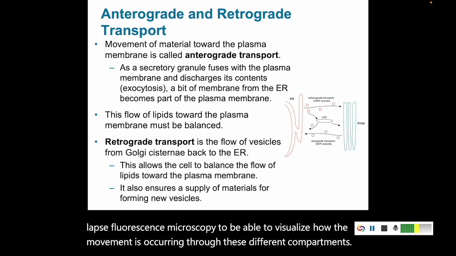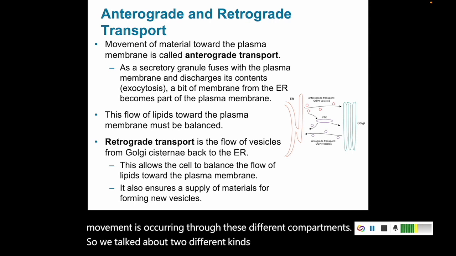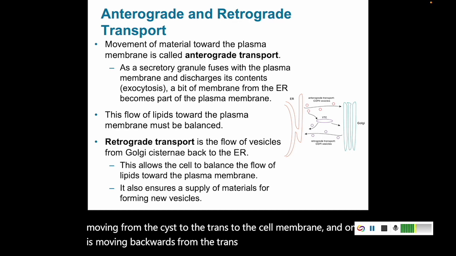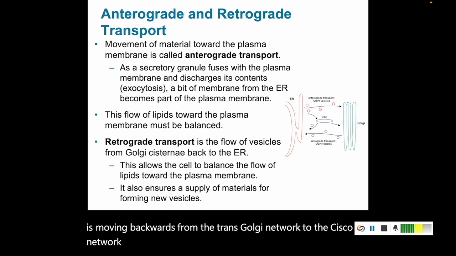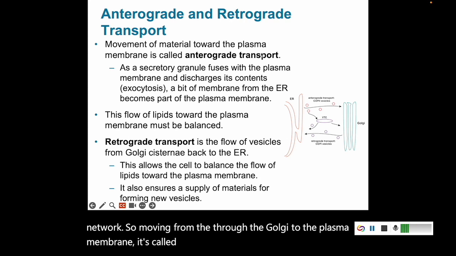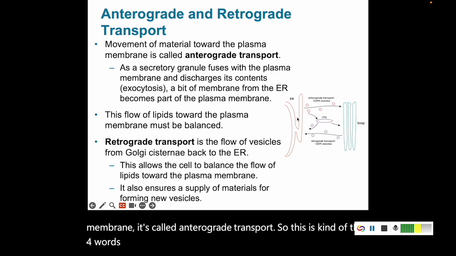So we talked about two different kinds of movement. One is moving from the cis to the trans to the cell membrane, and one is moving backwards from the trans-Golgi network to the cis-Golgi network. Moving from the ER through the Golgi to the plasma membrane is called anterograde transport. So this is that forward movement from the ER through the Golgi to the membrane.